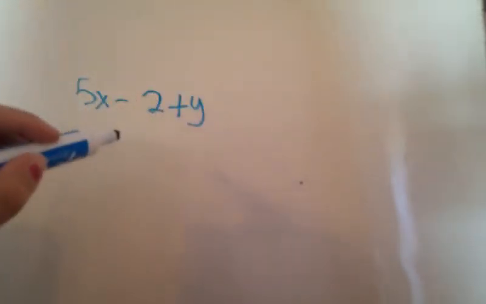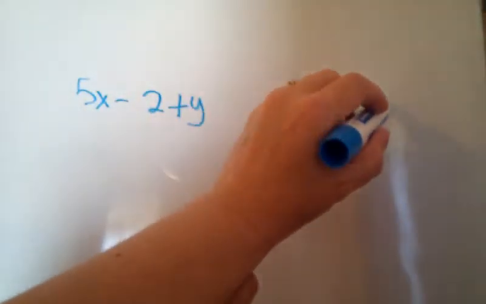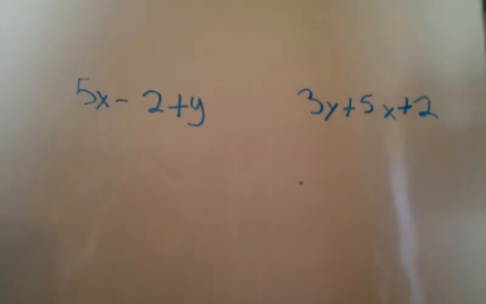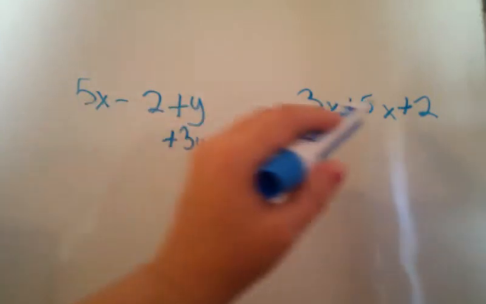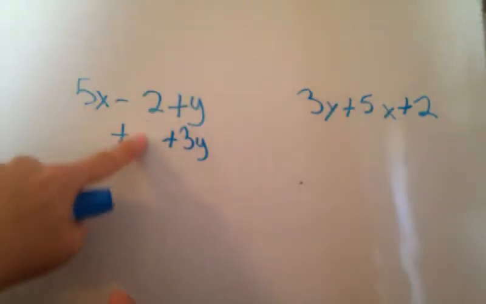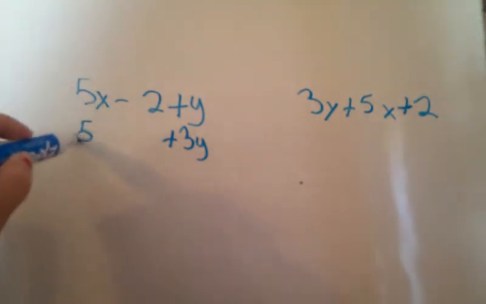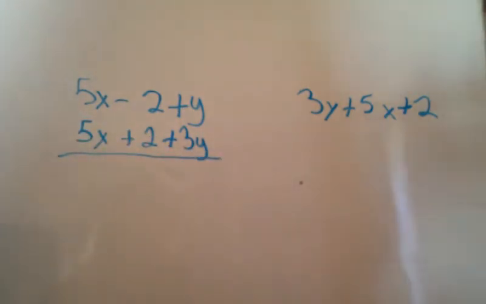It says problem 1, add, let's write it down, add 5x minus 2 plus y and 3y plus 5x plus 2. Now, in order to add them, I have to put like terms underneath each other, okay? Here's a 3y, so it's going to have to go under the y, because my y's are like terms. There's no sign there, so it's automatically plus. 5x is going to have to go under the 5x. And then 2 plus 2. I can only add like terms, so you have to put it underneath the like term.